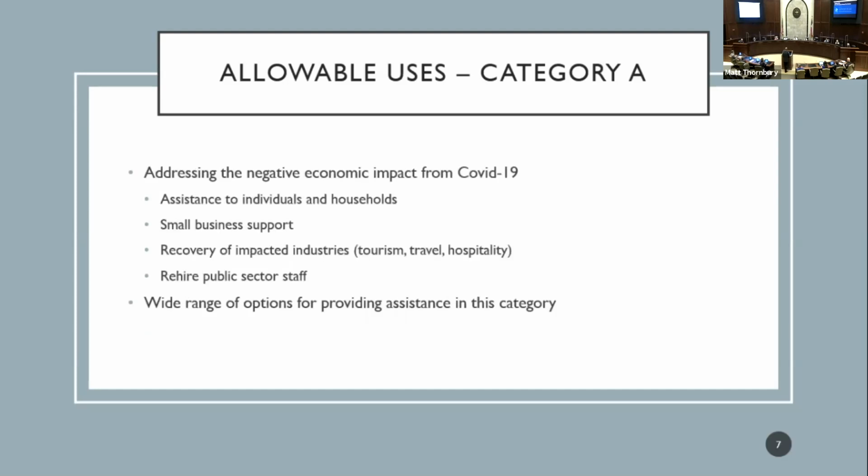An additional use would be addressing the negative impact from the pandemic. This is assistance to individuals and households where we actually have the direct ability to provide that support rather than going through the county or another mechanism there. We can provide some small business support. We can use it to recover impacted industries such as tourism. And then we can also use those funds to rehire public sector staff that might have been removed as a result of the pandemic. Again, there's a wide range of options for providing assistance in each of these categories.